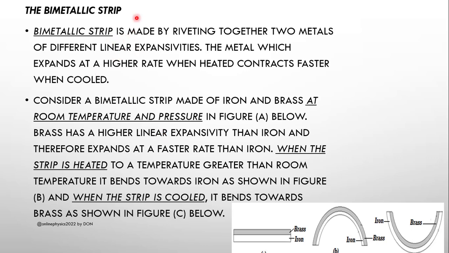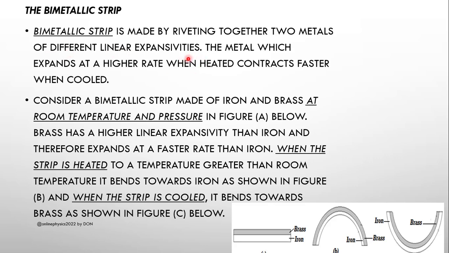So now that brings us to another section, which we are going to look at, what we call the bimetallic strip. And in this section of bimetallic strips, we want to look at first of all what a bimetallic strip is. Then we consider the behavior of a bimetallic strip in different temperature situations. We'll first of all look at it at room temperature. Then we will look at when temperature is increased and when temperature is decreased, that is heating and cooling. So a bimetallic strip is made by riveting together two metals which are of different linear expansivities.